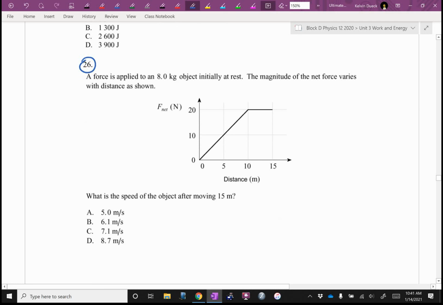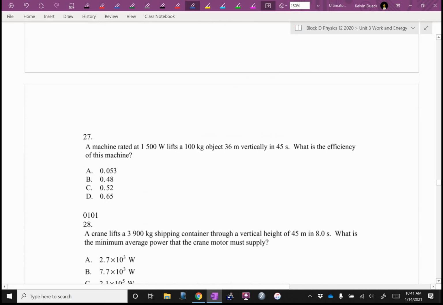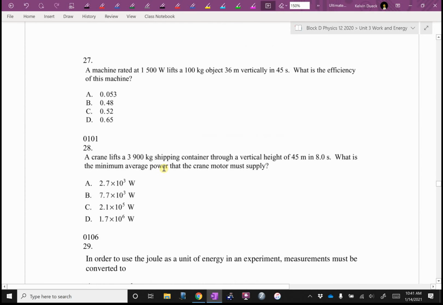Sure. Well, for 26, assume you're on level ground. So when it says find the speed, you're going to find the change. The work is this area, and that's the change in potential plus change in kinetic. Assume change in potential is 0. So I don't like the way this question is worded. Should say over level ground in my mind. But I'll give it to you.